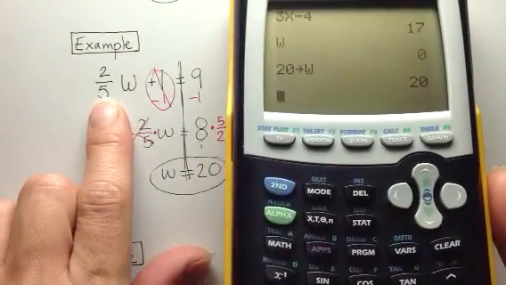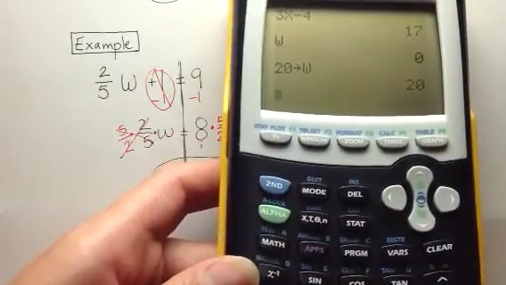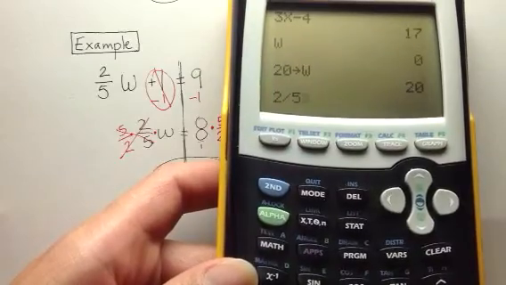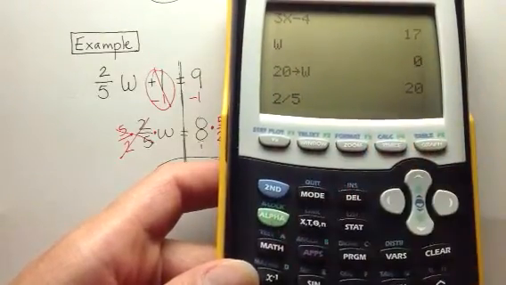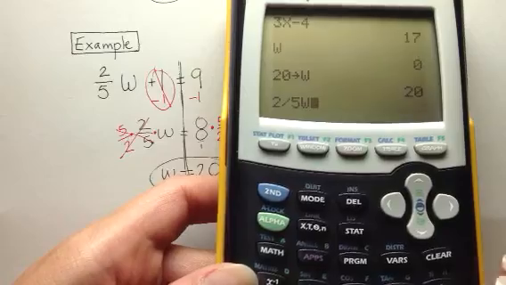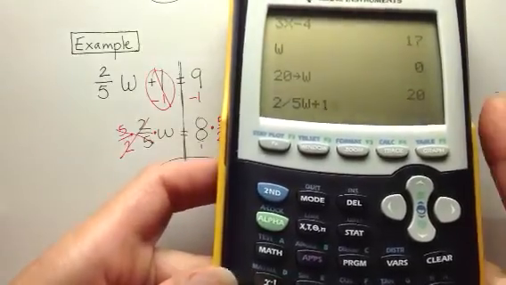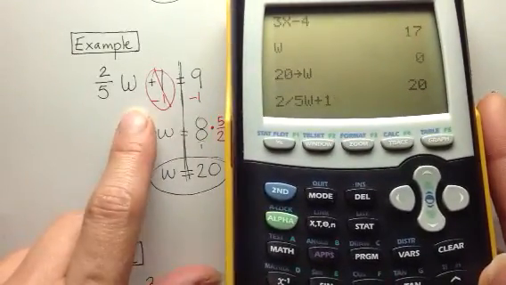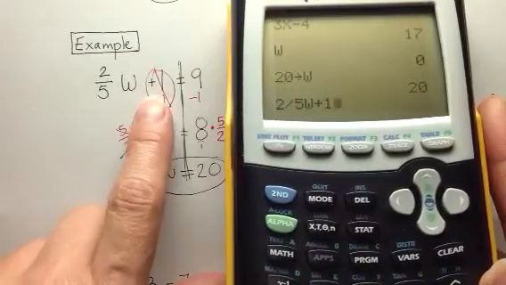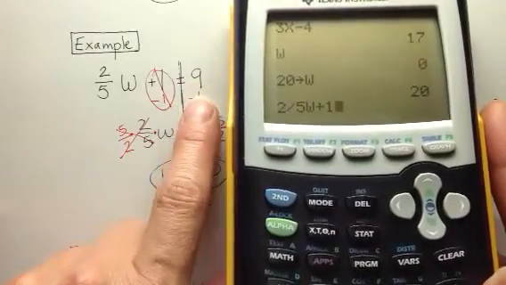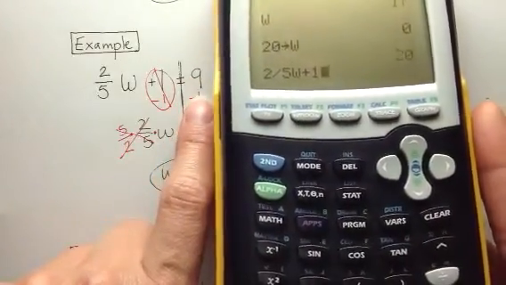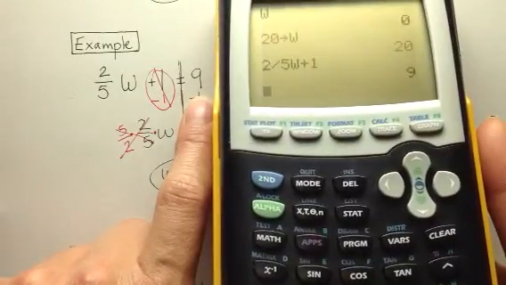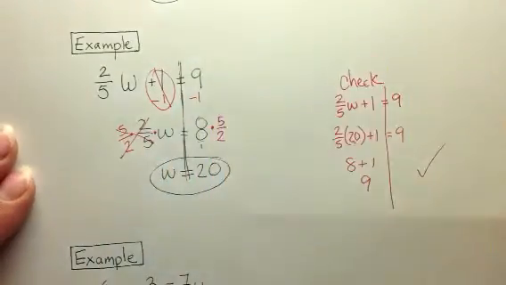Alright, now I'm going to put the left side of the equation, 2/5 times W plus 1. Remember, you always go back to the very beginning with the problem they gave you. And the right side, there's nothing to enter. It's just going to be 9. So hopefully I get 9. Okay, so I've checked that solution.